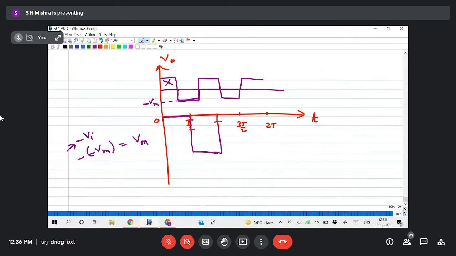So my convention I am taking like this. Due to this positive sign, negative sign, I am getting a minus sign here. So I am assuming this is my negative half cycle and this is the output waveform. Again 0, again negative half cycle, like that it is continuing. This is minus Vm. Is it clear now?